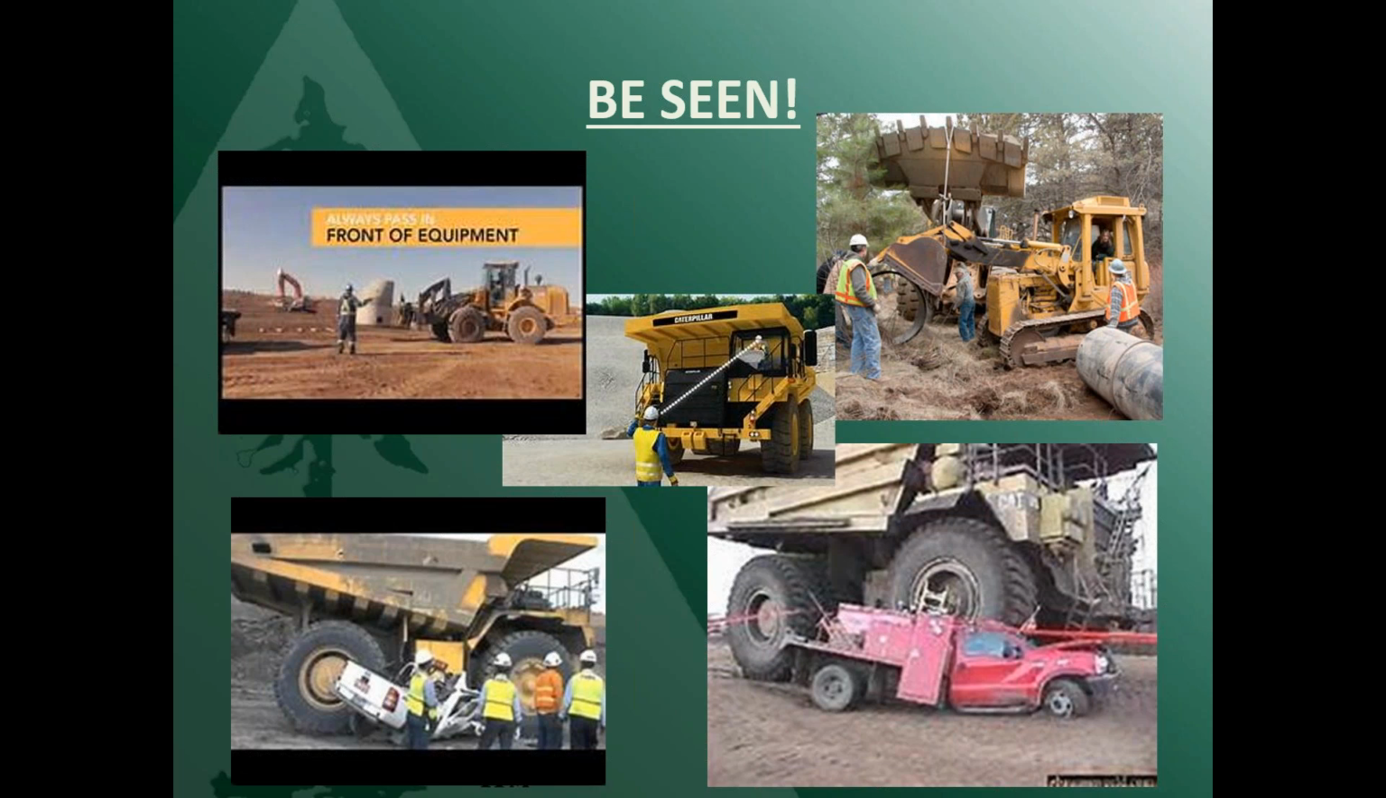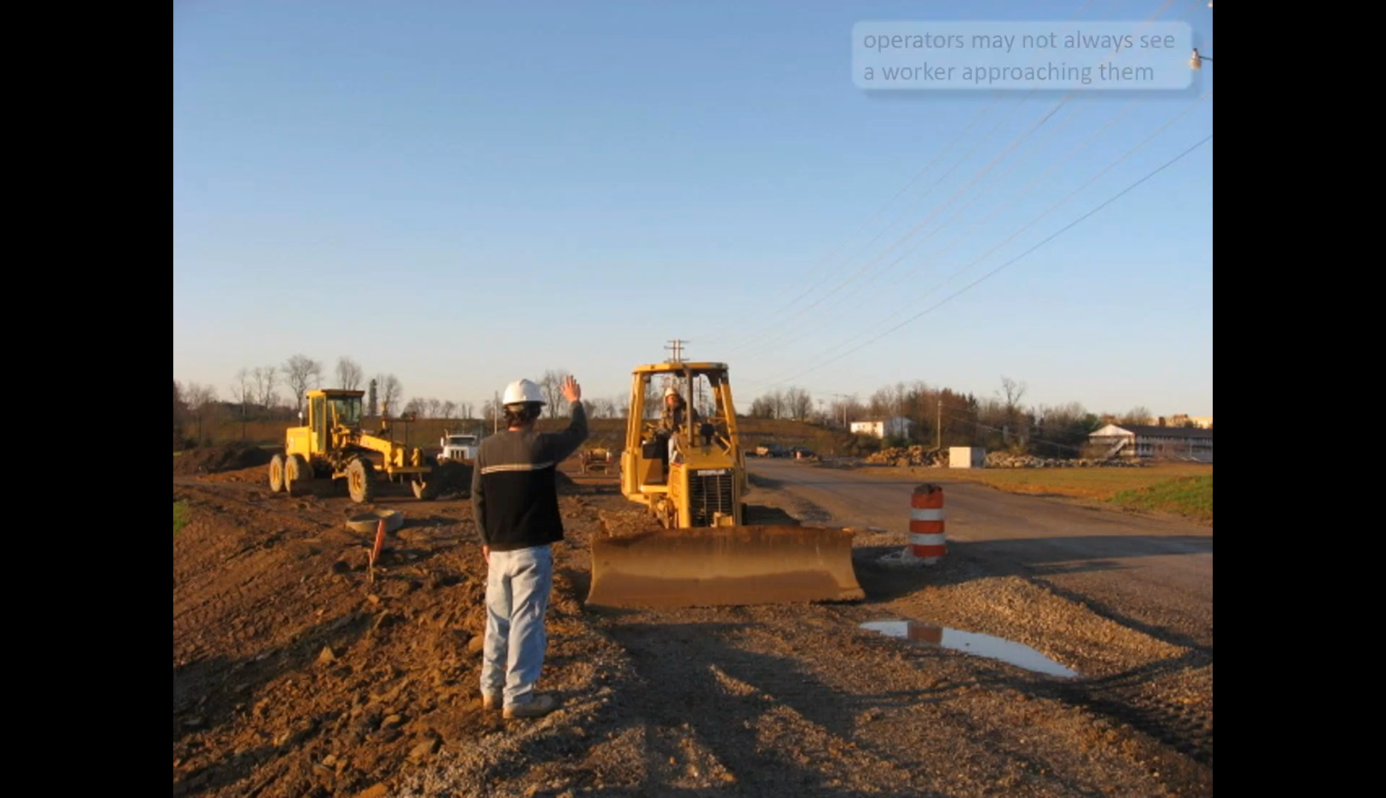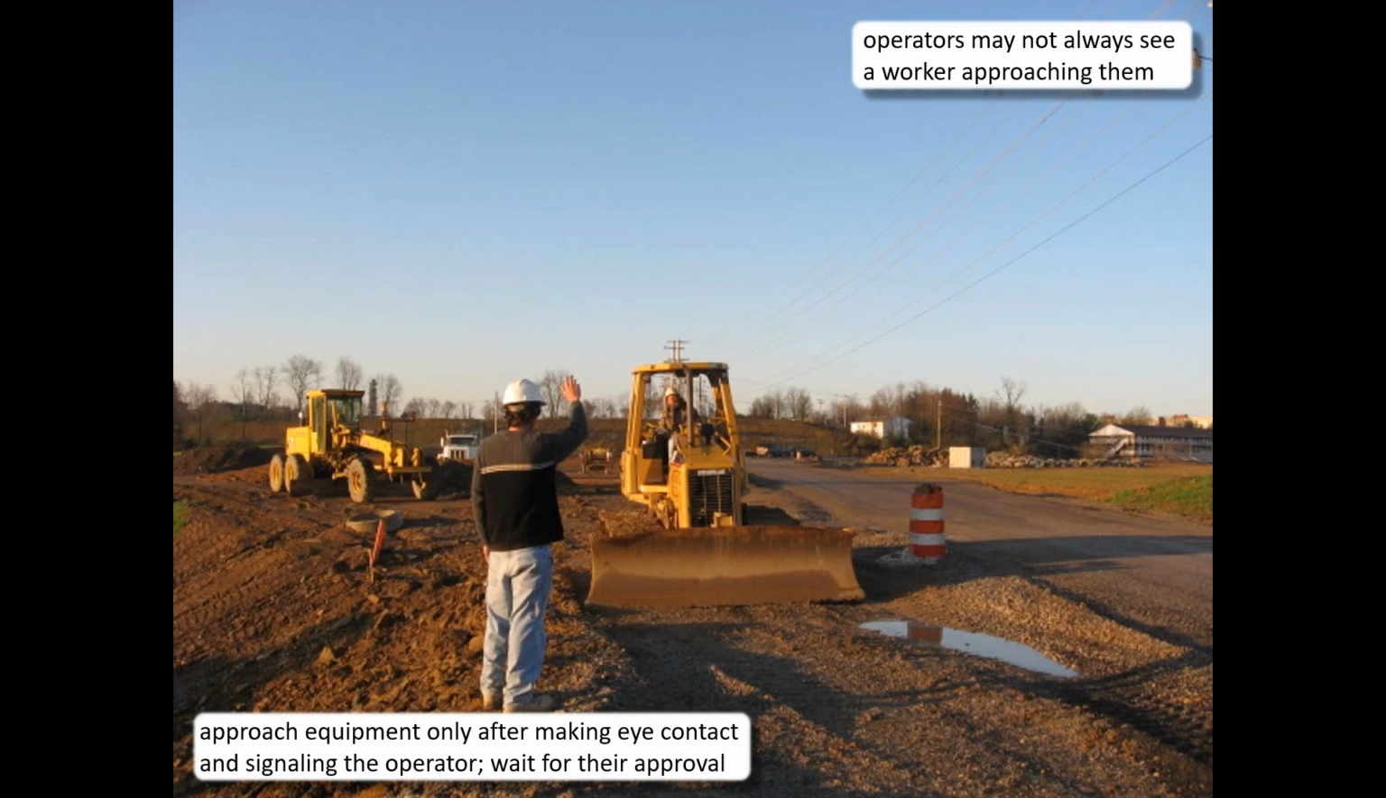It may seem kind of simple, but it is a bad habit of a lot of my folks walking on the ground, where they walk alongside the equipment and they're in a blind spot where the operator can't see them, and all it takes is them turning or shifting the load that they're carrying, and we've got an incident. So of course we want to make eye contact and get the operator's acknowledgement before we approach the machine.